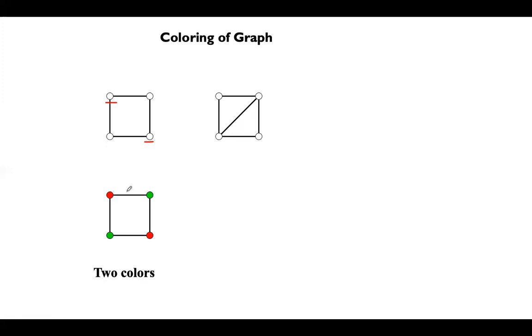Same graph. Now one more edge is there. The question is, can you color the same graph using two colors? Now there is one more edge from this vertex to this vertex. So using two colors, can we color this graph again? No, it's not possible, because earlier these two vertices were not adjacent. Now they are adjacent. If you put green here, you cannot put green here. So you cannot color this graph with two colors, because now these two vertices are adjacent and their colors should be different.